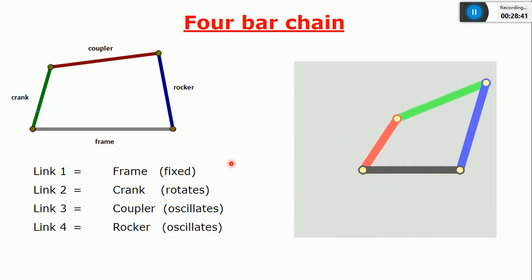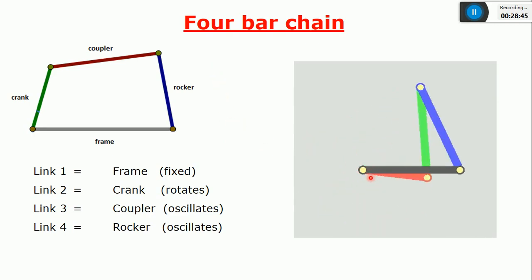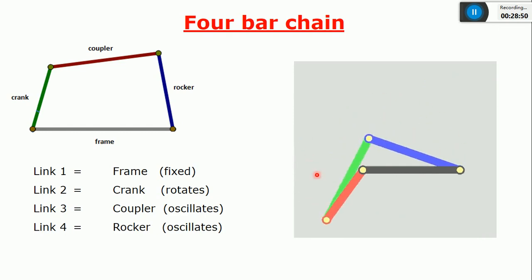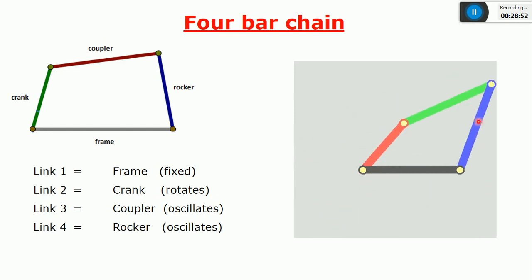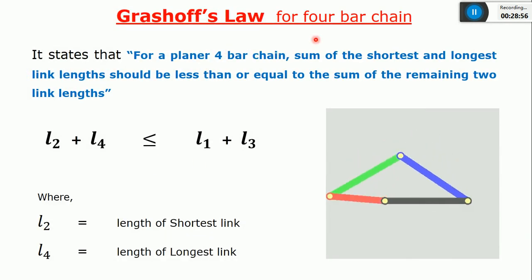And one more topic I have discussed is Grashof's law. If this crank has to do a complete rotation, the 4-bar chain has to satisfy a condition, that is Grashof's law. This was discussed in the previous class.